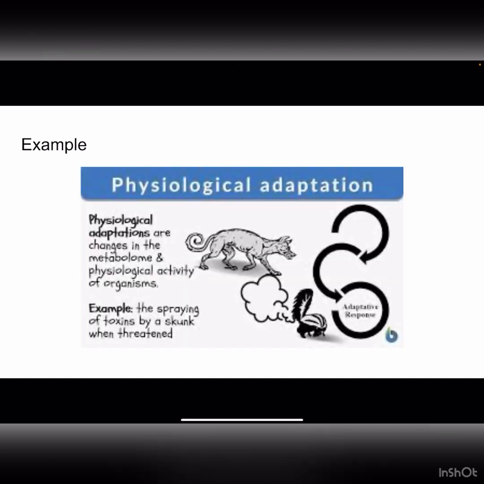So here we have an example of a physiological adaptation. In this picture, a skunk is spraying toxic fumes towards a predator, which will then likely lead that predator to leave it alone. I know I would if that predator was me. And I'm sure that you can see how survival can later lead to reproductive success. After all, you can't really reproduce if you're dead.